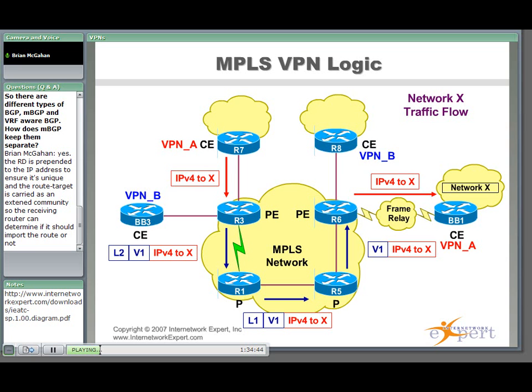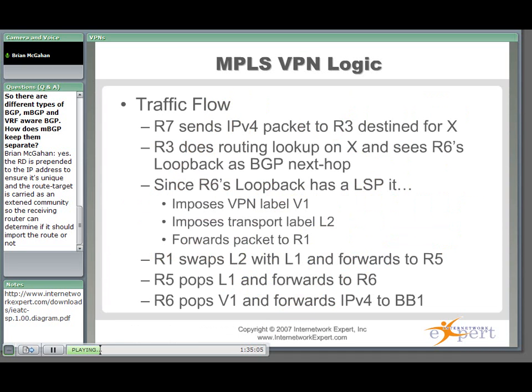When router 6 receives it, it sees that it has a VPN label that was imposed by router 3. The final destination is X, and it knows that based on the underlying VPN label that was inside the label stack. Okay, so when we take a look at this on the command line, we'll see exactly the difference between the VPN label and the IGP label.